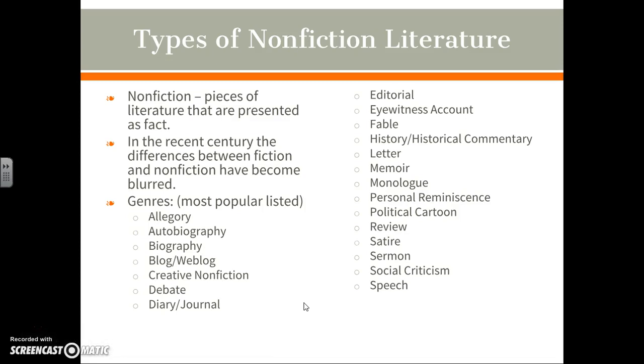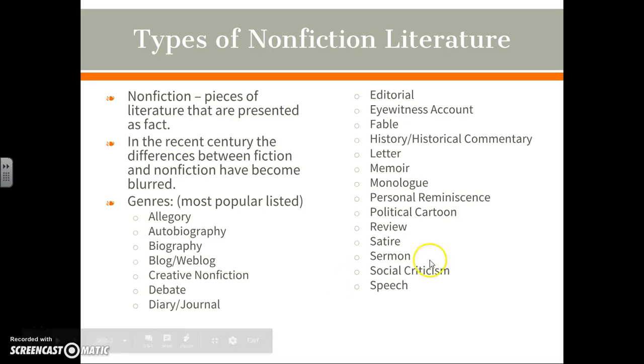Okay, so the first thing I'm going to talk about is the idea of the different types of nonfiction. Now, the nonfiction definition is pieces of literature that are presented as fact. Like Go Ask Alice, it was originally presented like it was a fact, that it happened and that it was someone's diary, so it was presented as nonfiction, and we didn't find out till decades later that it was actually a work of fiction. Now, keeping in mind, nonfiction has a variety of genres.